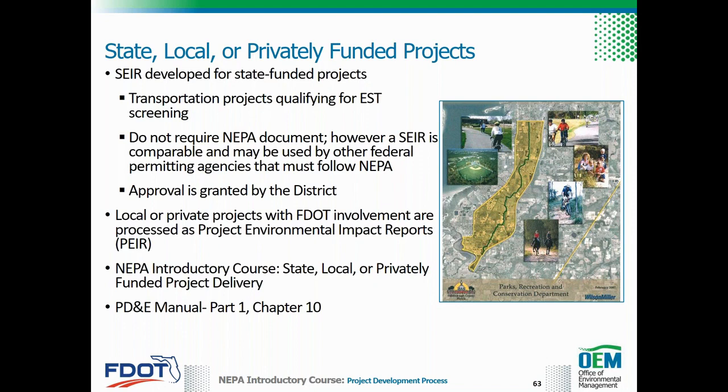When a local agency or other entity is the lead agency, a Project Environmental Impact Report, or PEIR, may be prepared. PEIRs are used by non-FDOT entities when state funds are used, or the project lies on a strategic intermodal system, state highway system, facility, or a project advances through other unique funding mechanisms such as a state infrastructure bank loan. Ultimately, the district should work with the local agency or private entity to determine whether a PEIR or a SEER is required.